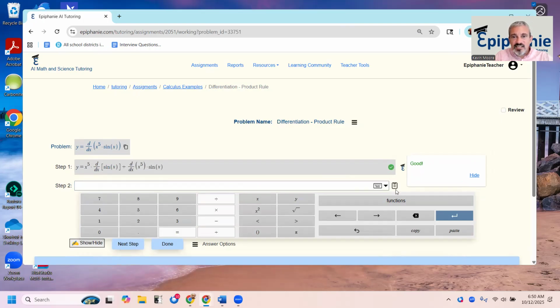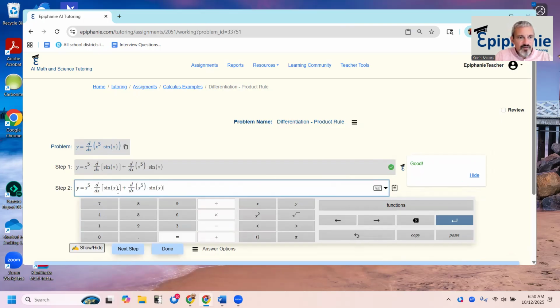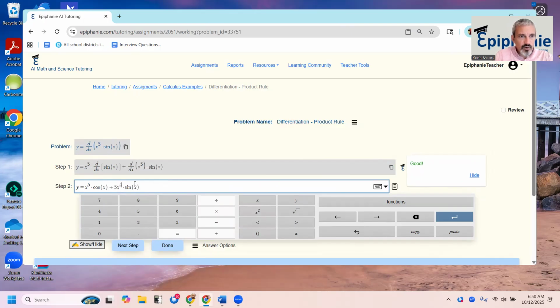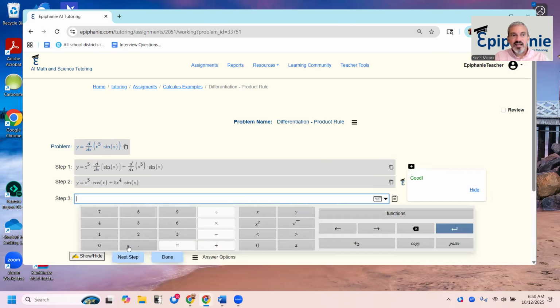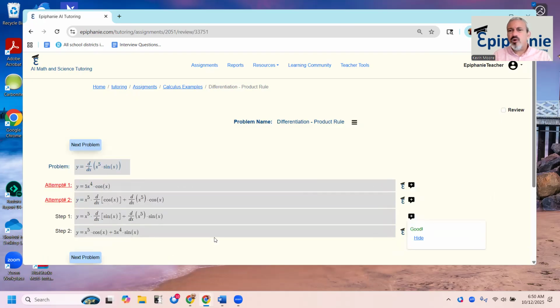Okay, let's go ahead and simplify each of those pieces now. The derivative of sine of x we know is cosine of x. Derivative of x to the fifth is 5x to the fourth. And we've got it. That's it. Notice that you can simplify this, but we're good with that. Most calculus teachers don't want you to try to simplify this by factoring out x to the fourth. That's not necessary. Let's go on to another problem.